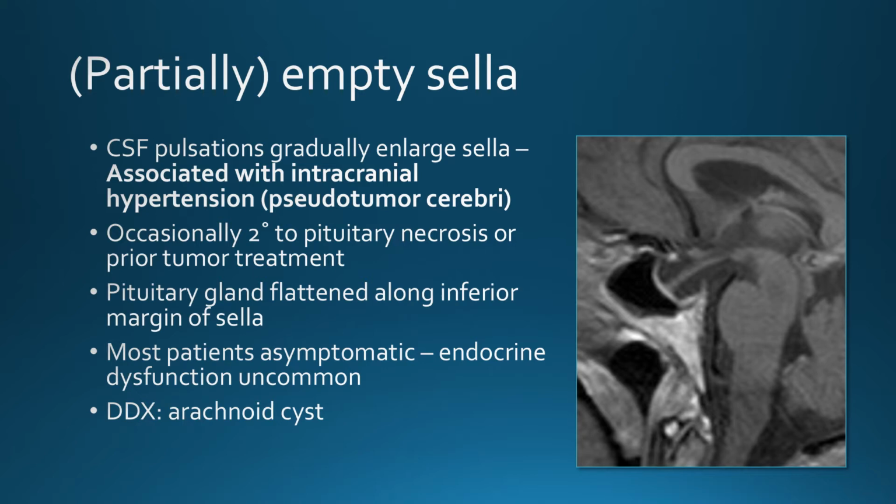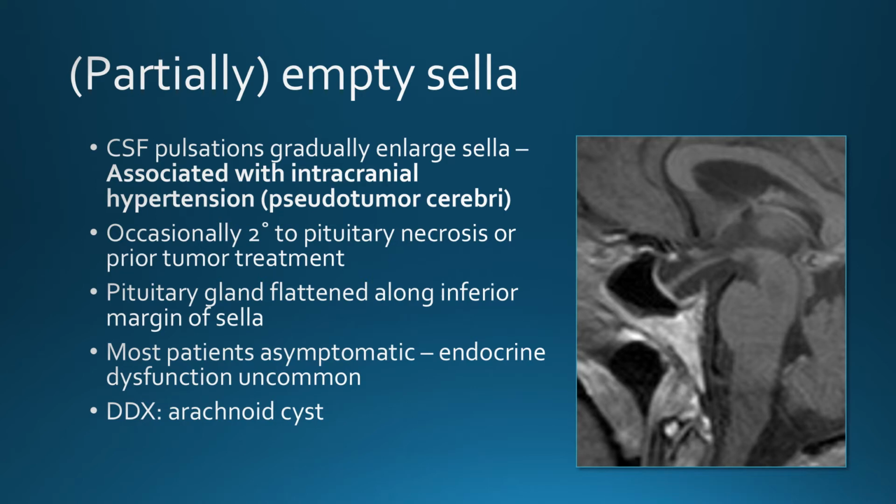So if we see an empty Sella in a young woman, we think about pseudotumor cerebri. If we see it in an older patient, it's generally just an incidental finding. Occasionally you can see it secondary to pituitary necrosis or prior tumor treatment. Generally, the patients with empty sella do not have any endocrine dysfunction, so the small amount of pituitary tissue that's plastered along the bottom of the sella is usually functionally normal.